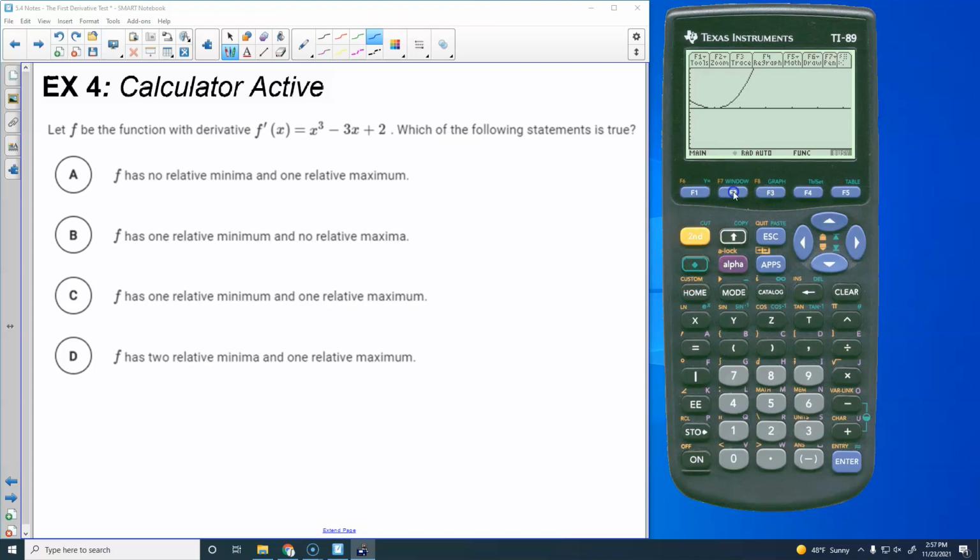Here, my window might be strange. I'm going to do F2, zoom, 6, just standard zoom. See what I've got here. This is a cubic, so that looks probably like it's right. So, this is not f. They are not going to give you a function like this and ask you about what you're looking at. Do you know how to do that? Try it. I just want to see if you can.